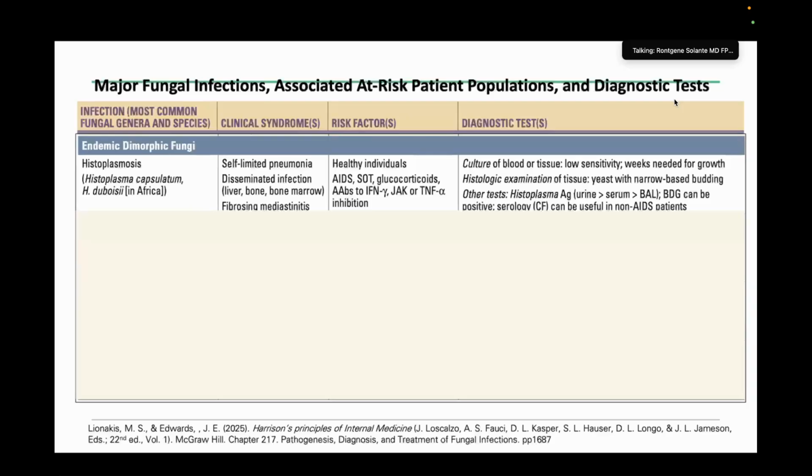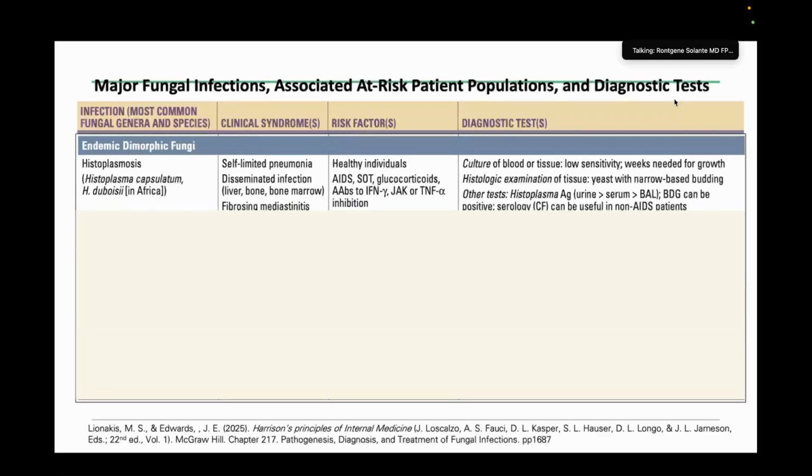Okay, so how will you diagnose the presence of histoplasmosis? In my patient, we did a histologic examination of the skin that was affected, no? And you see there the characteristic yeast with narrow-based budding. Now, culture of the blood or tissue, we did also that, but we were not able to isolate histoplasma. And remember, culture of blood or tissue has a very low sensitivity, and sometimes you need to incubate them more than a week for you to really isolate the microorganism.